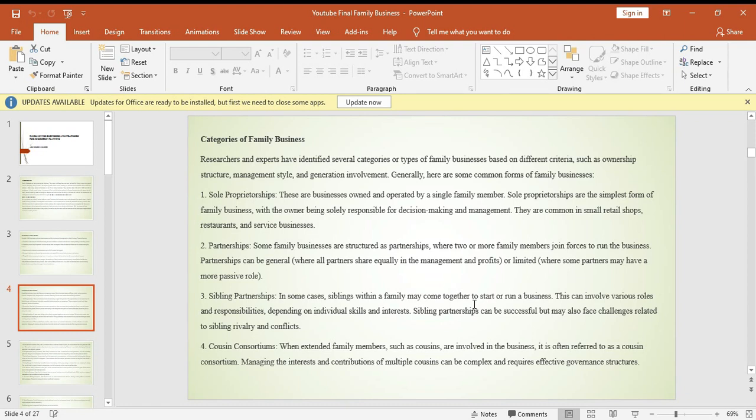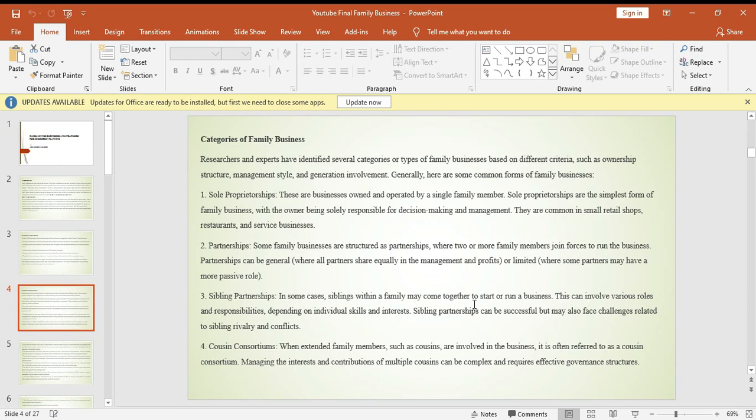A family business, for instance, number one, could be a sole proprietorship. These are businesses owned and operated by a single family member. Sole proprietorships are the simplest form of family business, with the owner being solely responsible for decision making and management. They are common in some retail shops, restaurants, and service businesses.